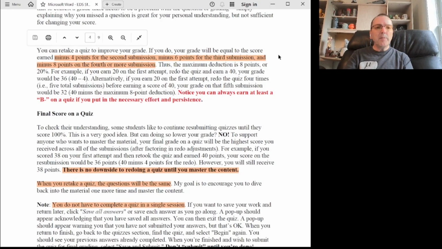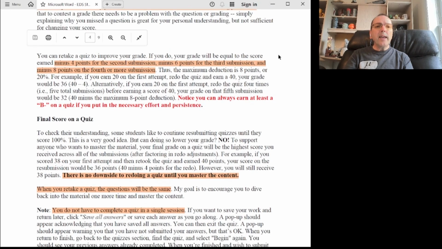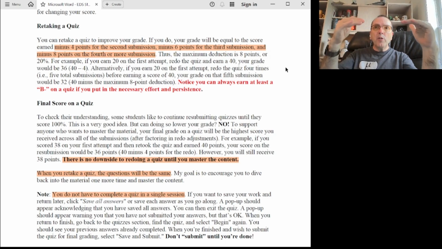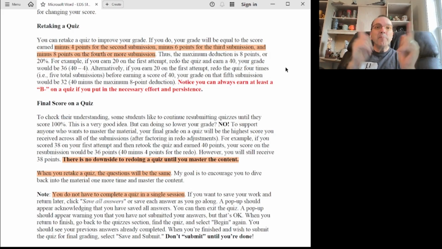Okay, now a natural question is, yes, but what if I do a redo and because of that adjustment, oops, I get a lower score? No, your score will never go down with a redo. Sometimes students will do a redo even though they may have like a 39 and they've missed 1 point, and it's like, oh, but I want to see what the correct answer is.